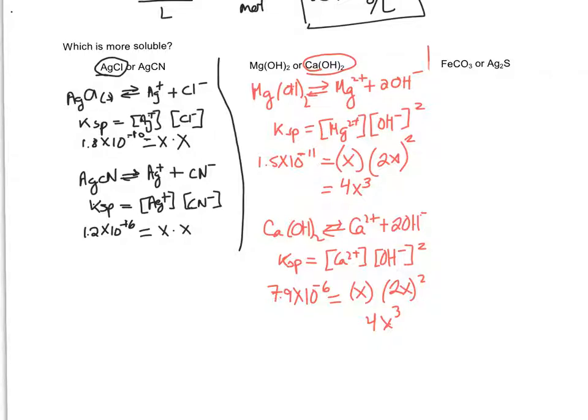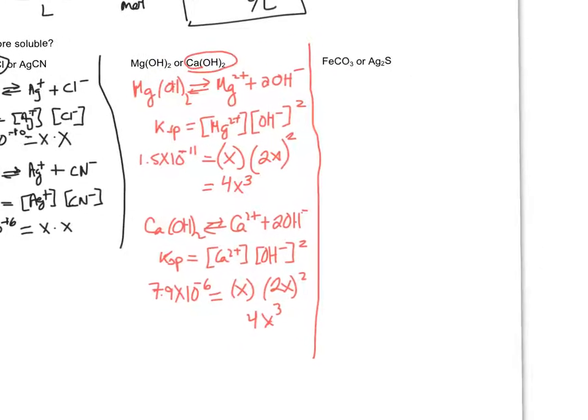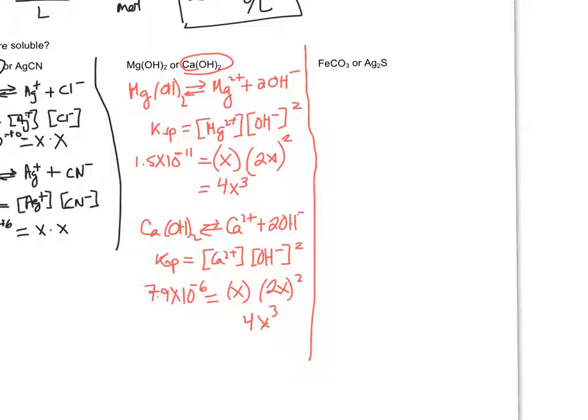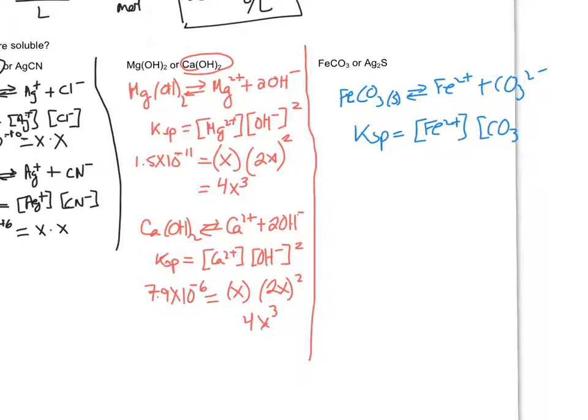Now the next one, they do not have the same ratio, so it is not okay to just look at your KSP. So I'm going to go ahead and write my dissociation equations first. And I'll write the KSP expression, and we'll look at which one is going to be more soluble. So I'll start with the FeCO3. That dissociates into Fe2+ and CO3 2-. My KSP expression is going to be the concentration of the Fe2+ times the concentration of the CO3 2-.